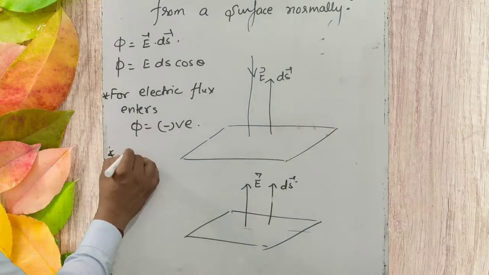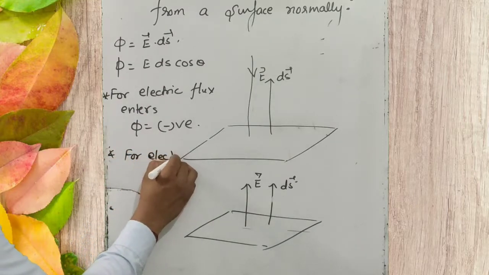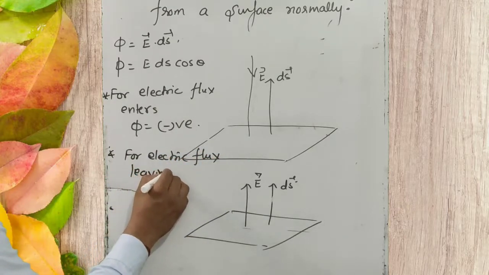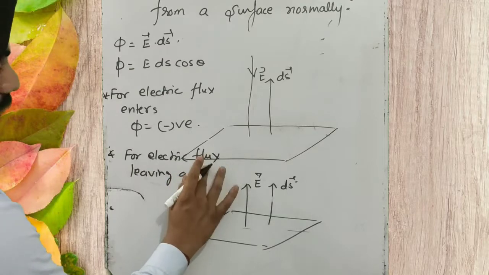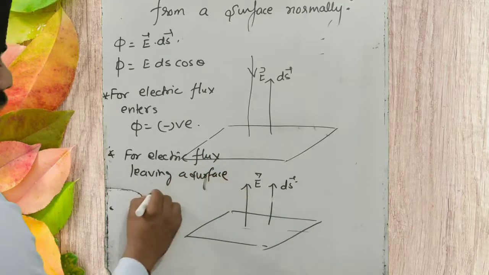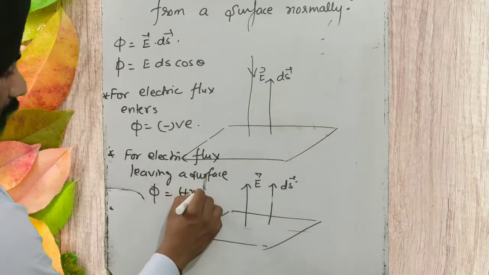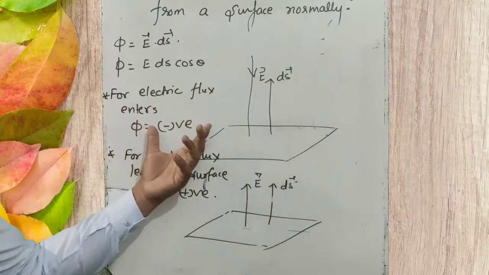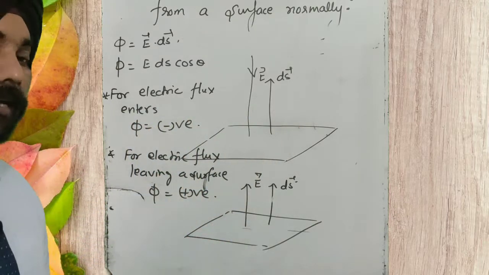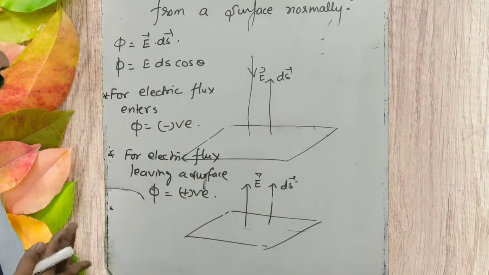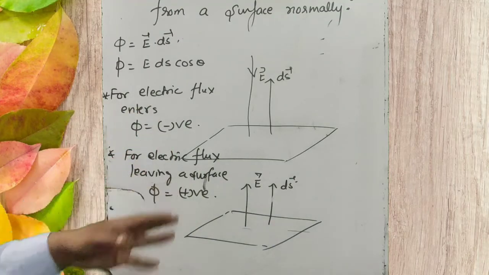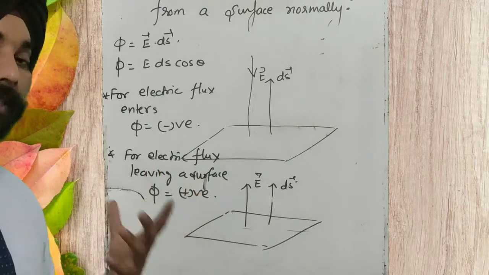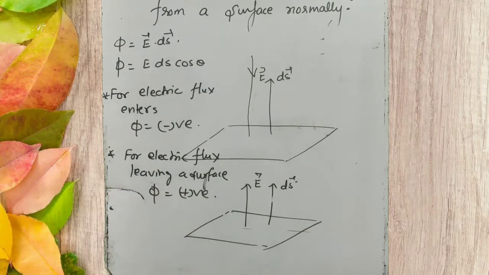So for electric flux leaving a surface, we take electric flux as positive. Is that clear to everybody? So electric flux is leaving and electric flux is entering. There are two situations we have, and for one situation we are taking it as negative and for the other we are taking it as positive. So this was electric flux.